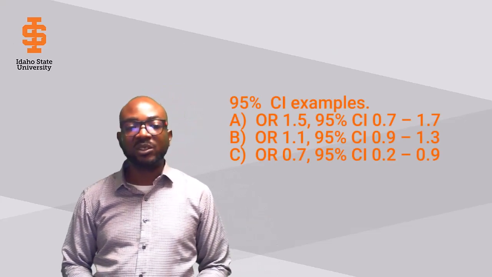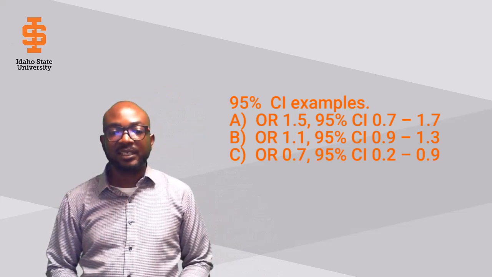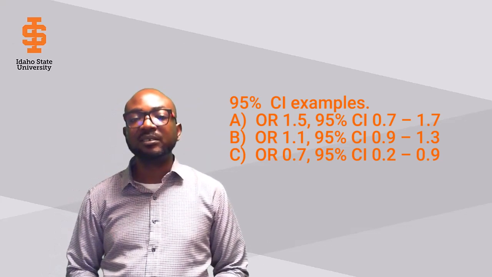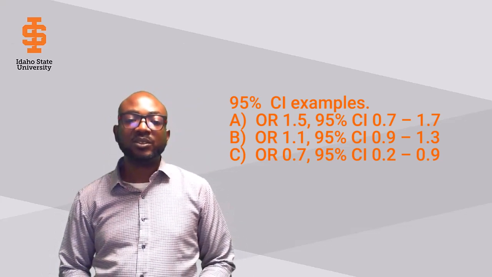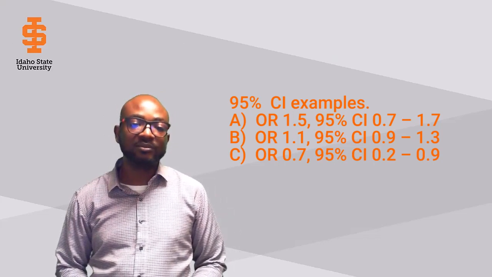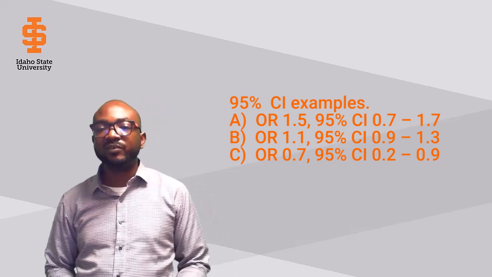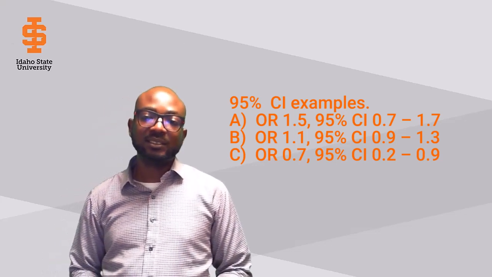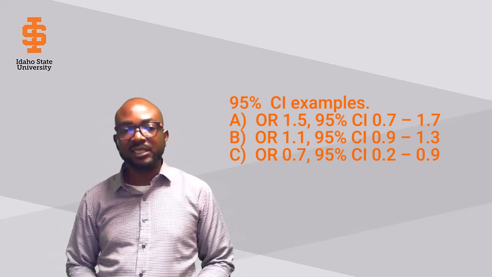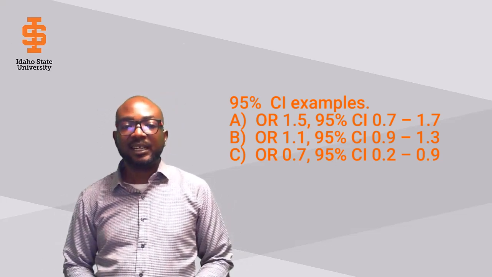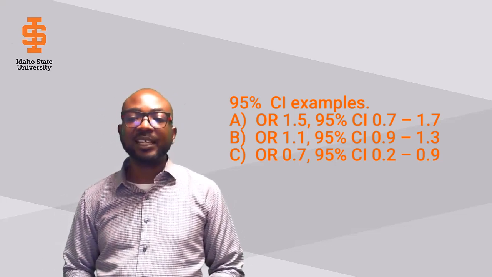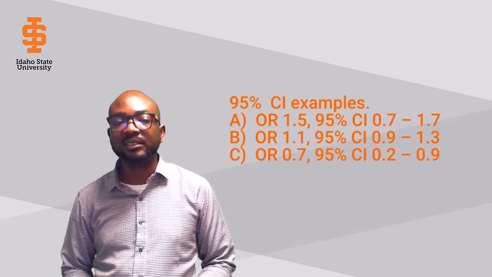So let's look at these 95% confidence interval examples. The first is an odds ratio of 1.5, with a 95% confidence interval of 0.7 to 1.7. We can see the second and the third. Which of these confidence intervals is or are statistically significant? Which is the most precise? And another question to think about: are narrower confidence intervals more significant?